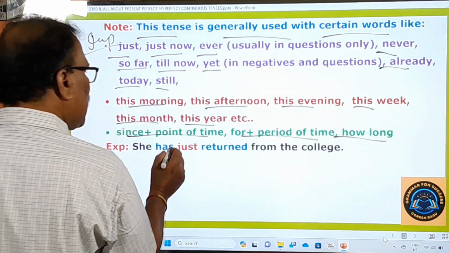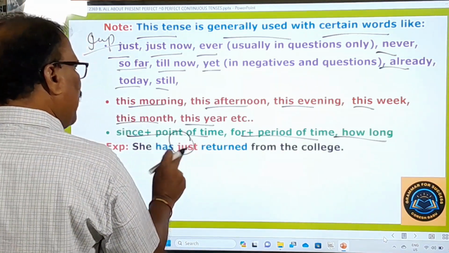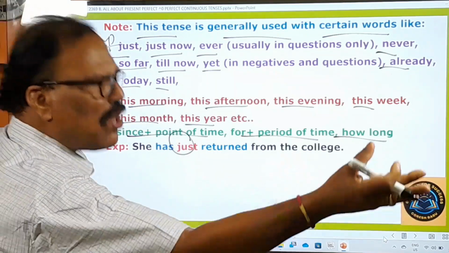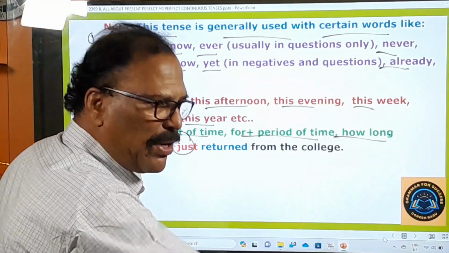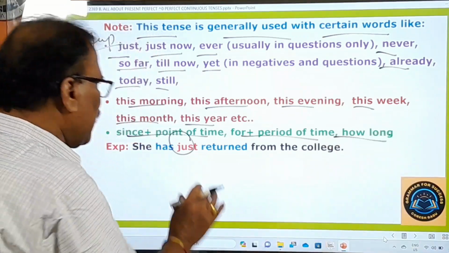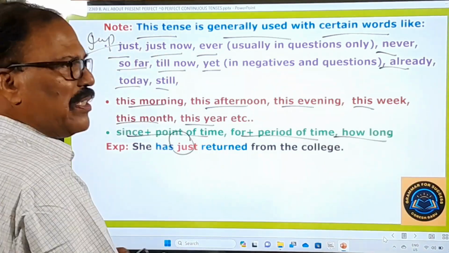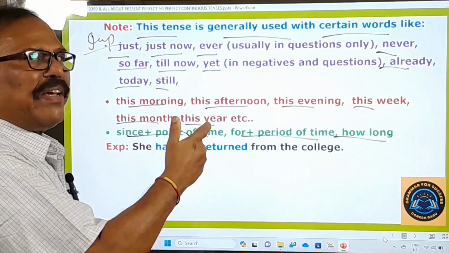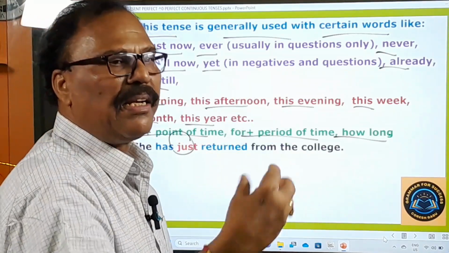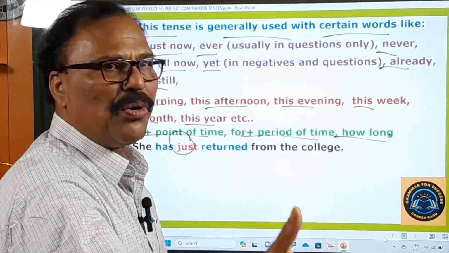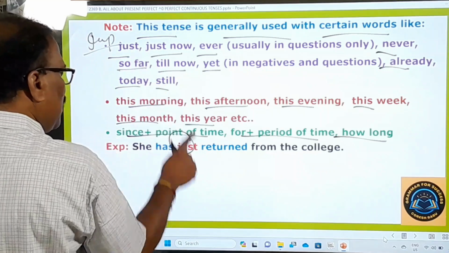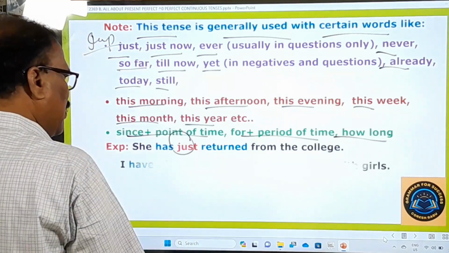Example: she has just returned. See, just is used. Whenever there is just in a sentence, just indicates the action has taken place just now, a little time ago, a few moments ago. That is the meaning it conveys. And you know very well what is the main idea of the present perfect. It is used always for the actions that happened a little time ago, a few minutes ago, or something like that. That's why, as just is there, we have used it here: she has just returned from the college.